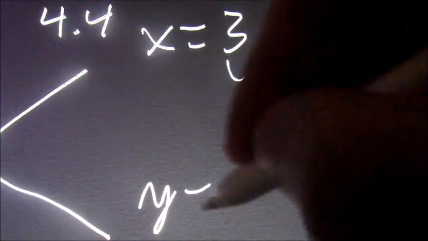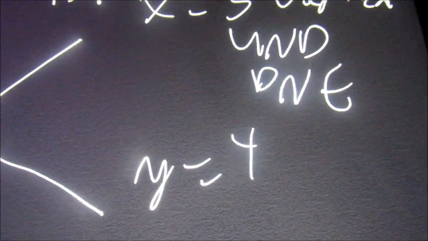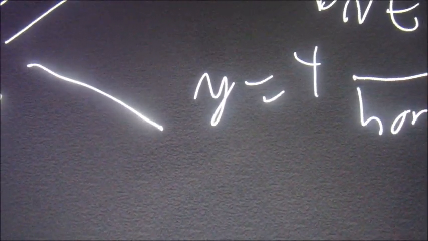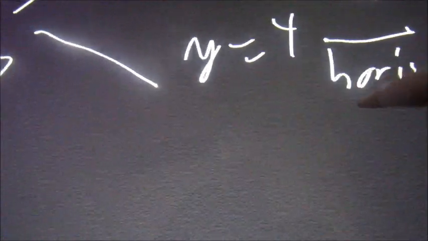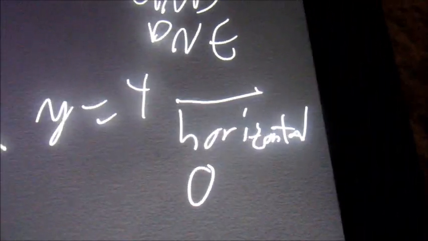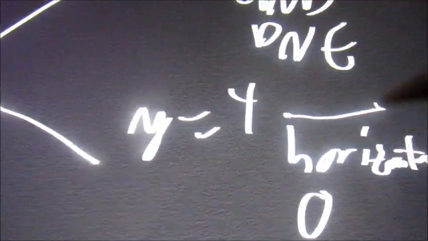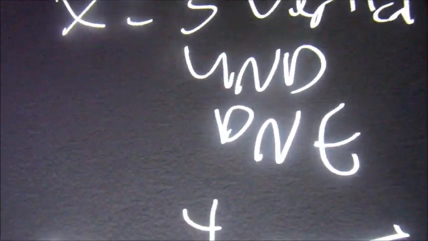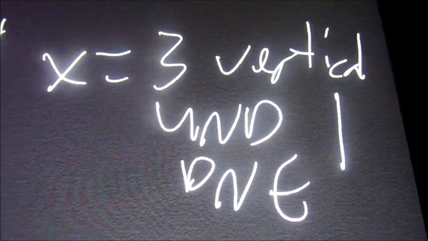If we just have y equals, say, 4, y equals any number with no x at all, then it's a horizontal line, and the slope is 0. So there's no slope. It's a 0 slope if we just have y equals something. If there's a vertical line, then it's going to be an undefined slope.